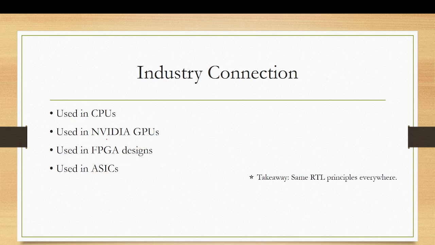Now let's connect this to the real world. GPUs use always blocks, NVIDIA GPUs use always blocks, FPGAs use always blocks, ASICs use always blocks. Whether you are building a tiny controller or a billion-transistor processor, the same RTL principles are used everywhere, with always blocks. That's why mastering the always block is such a valuable skill.